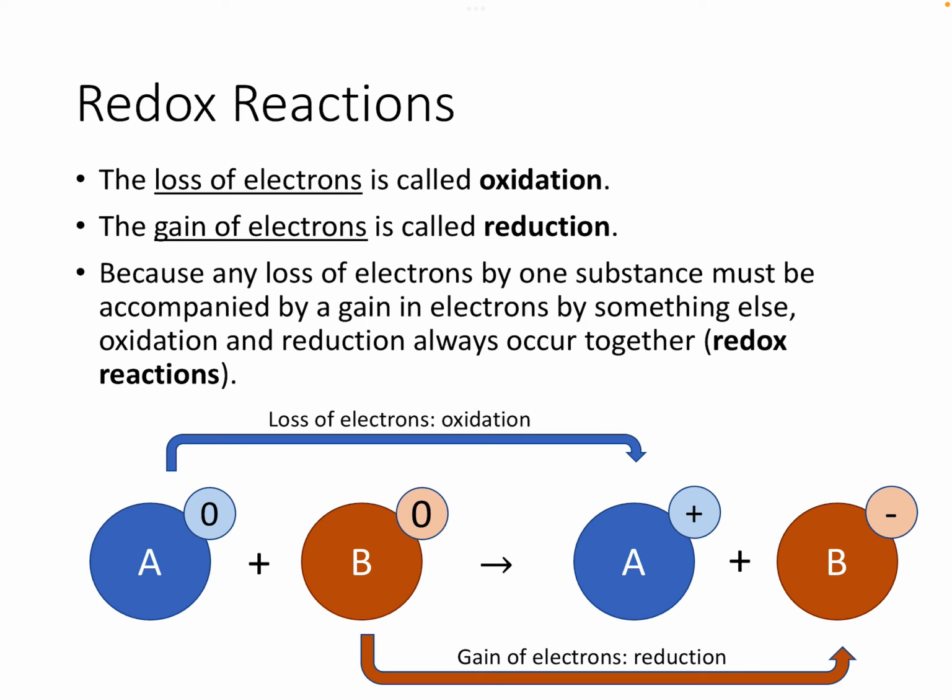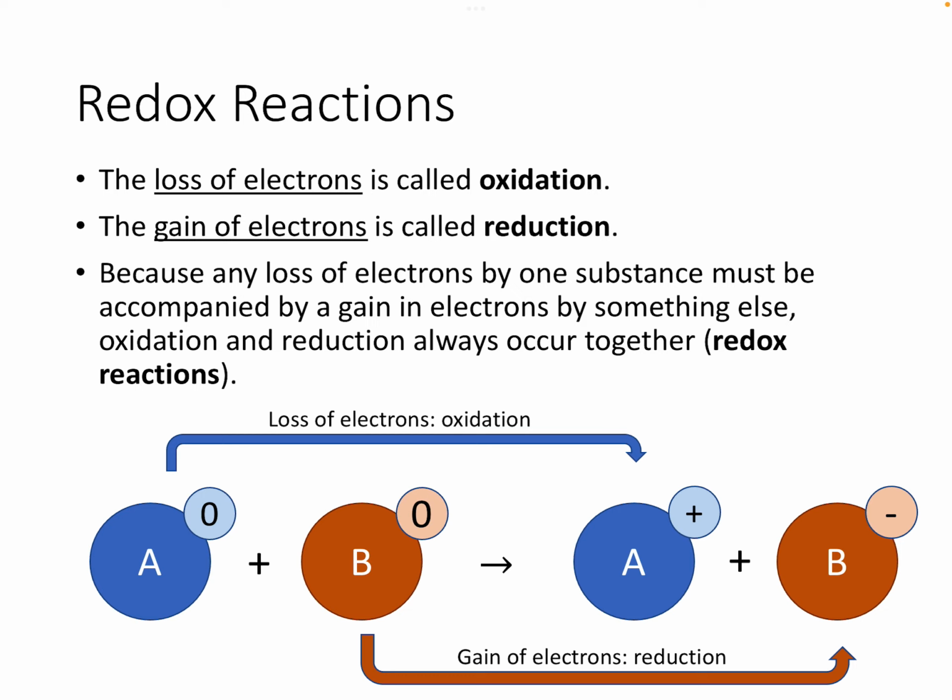So down below, we have just a generic equation. Molecule A is reacting with molecule B. And initially, both molecules are neutral, so they have 0 charge. But in the products, notice that molecule A now has a +1 charge, and molecule B has a -1 charge. So that means that A, to become positive, had to lose electrons.